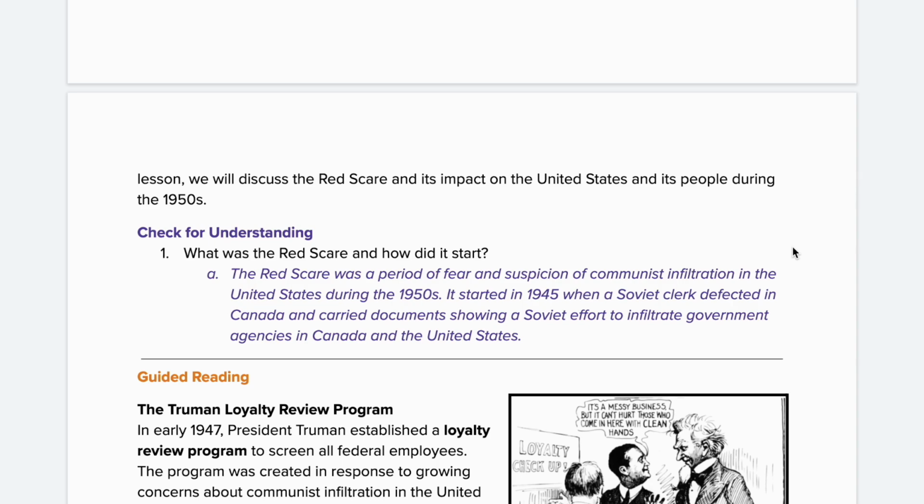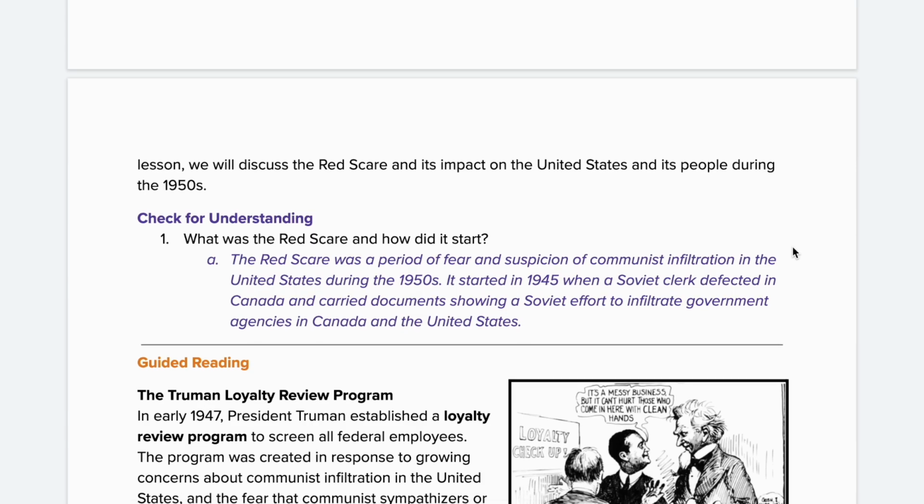Check for understanding. 1. What was the Red Scare and how did it start? The Red Scare was a period of fear and suspicion of communist infiltration in the United States during the 1950s. It started in 1945 when a Soviet clerk defected in Canada and carried documents showing a Soviet effort to infiltrate government agencies in Canada and the United States.